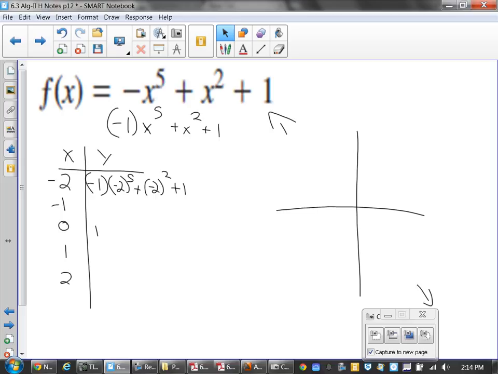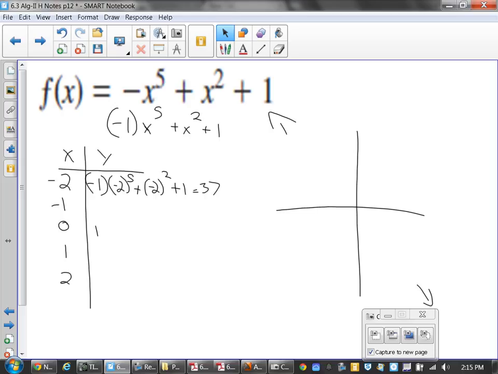Now, do you remember what the rule is if you have an odd number to an odd exponent? Sorry, a negative number. If I have a negative number to an odd exponent, will the value be positive or negative? Negative, okay. So I get negative 32. What's negative 32 times negative 1? 32. Positive. So I have 32 plus 4 plus 1. 37.